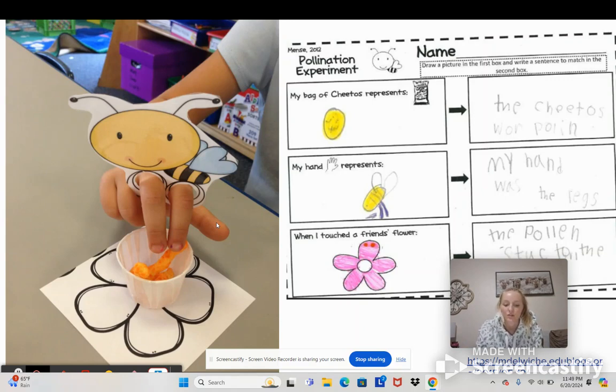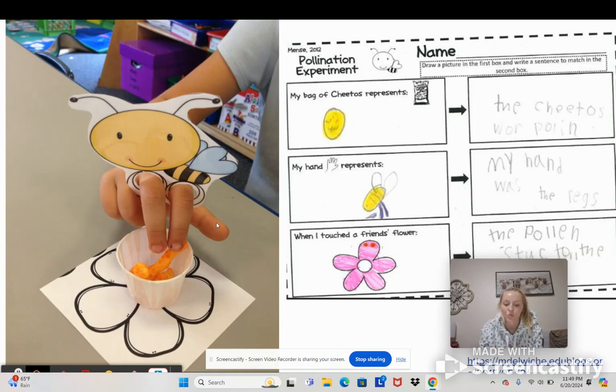And students will fill out a sheet with their partner where they will make sense of the experiment. Students will answer what the Cheeto signifies, what the hand signifies, and how it relates to real life to make connections. And then students will answer what happened when they touched their partner's flower. And then as a class, we'll all come together and have a discussion.